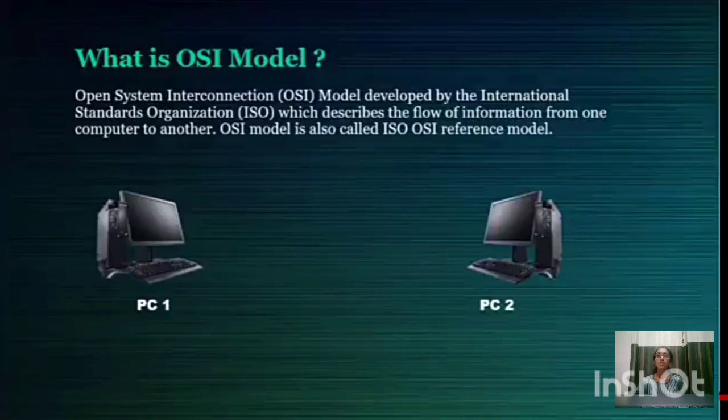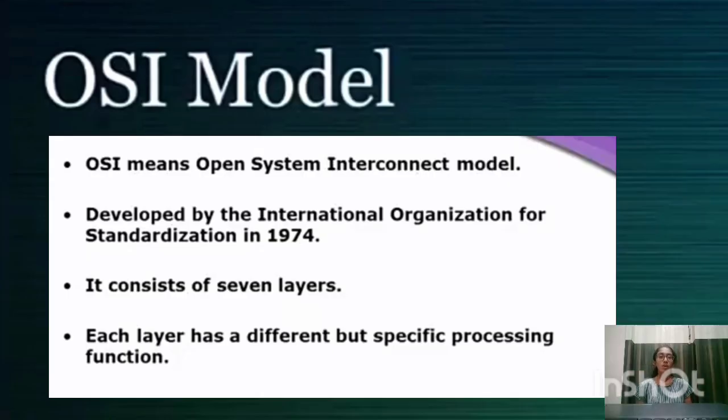At first, what is the OSI model? The Open System Interconnection model was developed by an international standard organization, that is ISO, and describes the flow of information from one computer to another computer. The OSI model is also called the ISO OSI reference model. It was developed by the International Organization for Standardization in 1974. It consists of 7 layers. Each layer has a different but specific processing function.